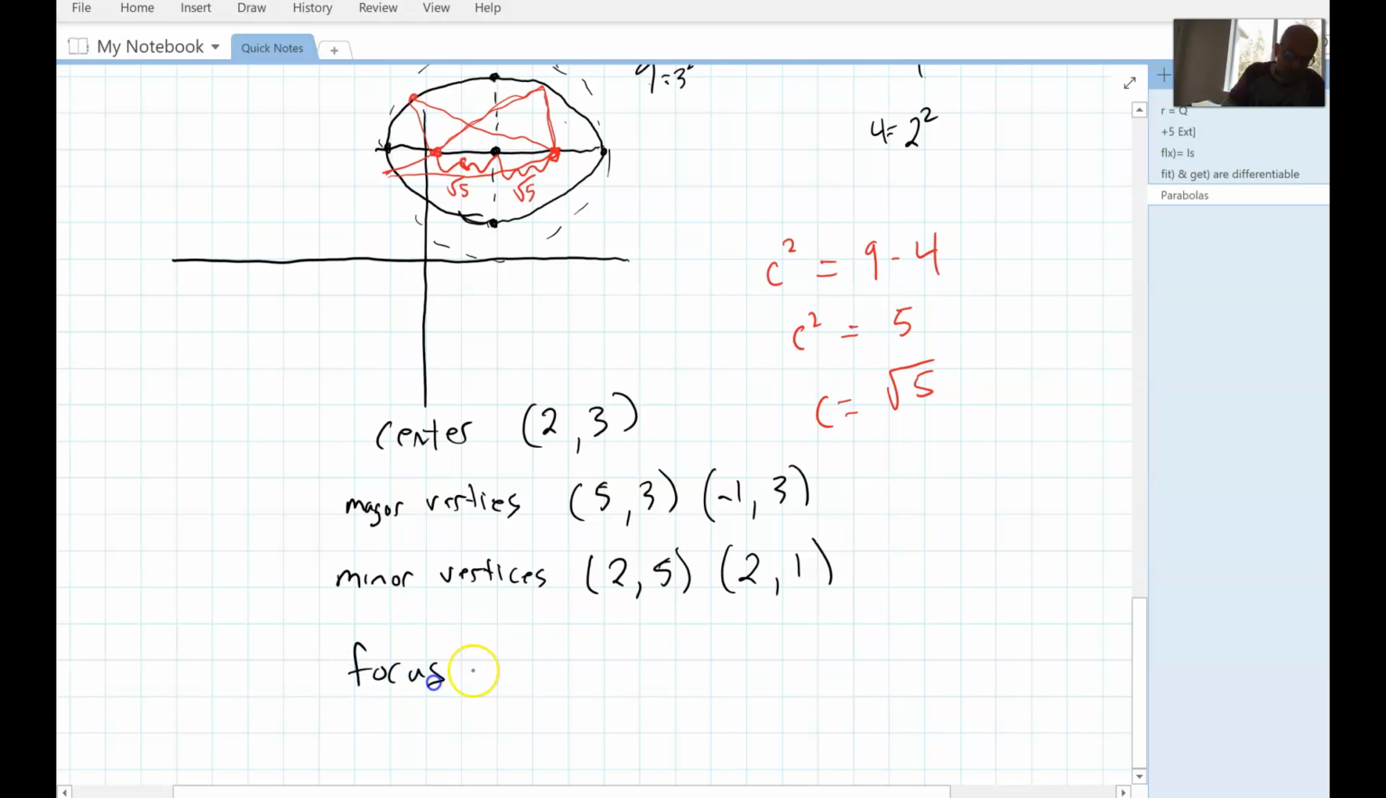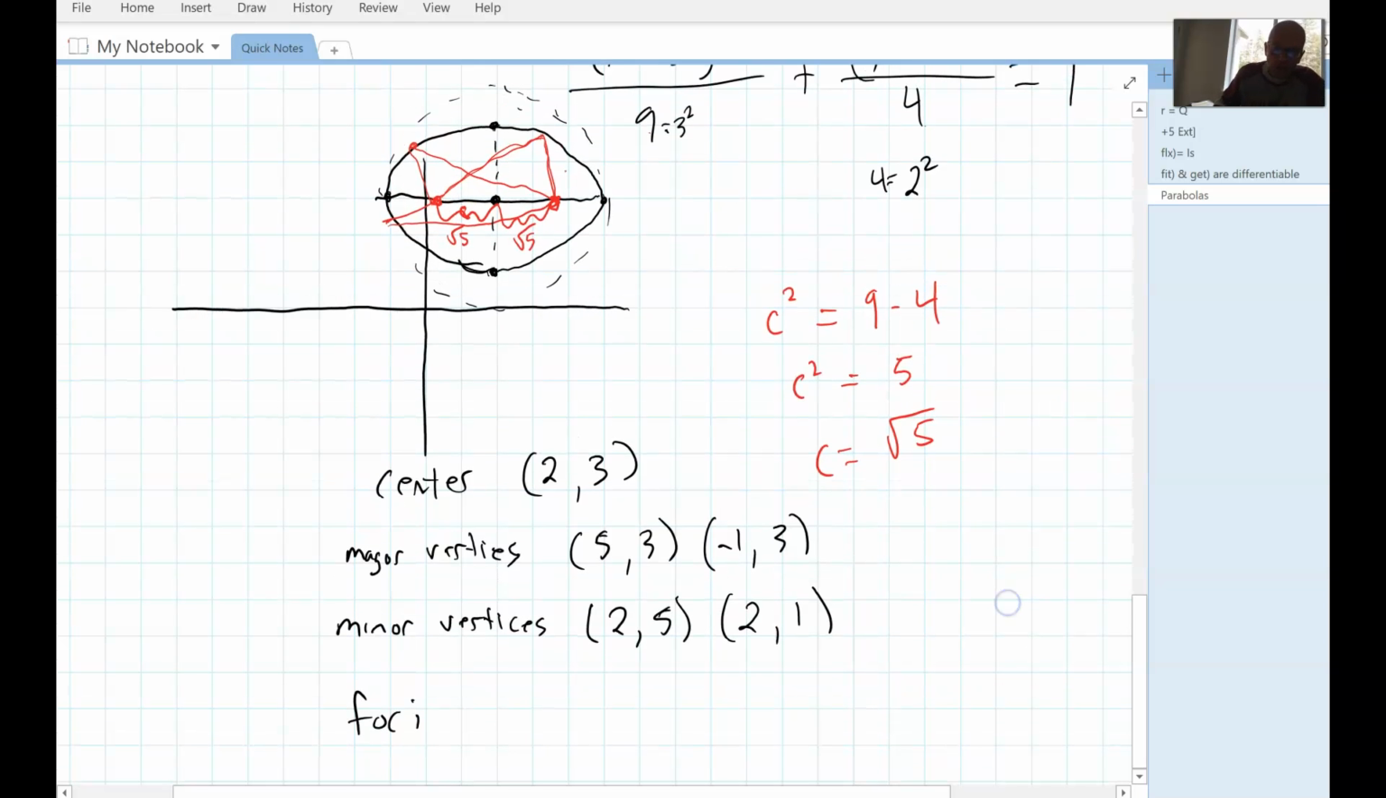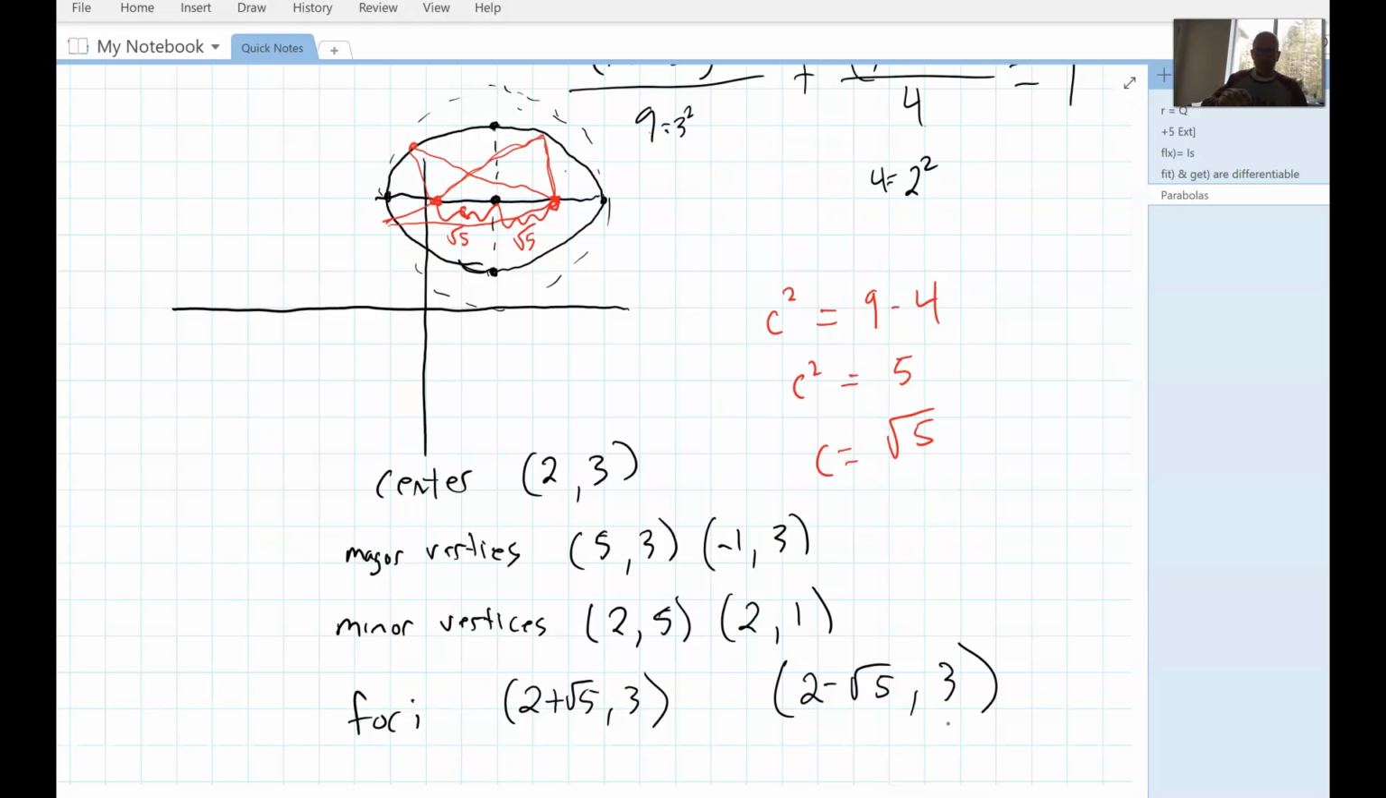The focus points, or the plural, that would be foci, just so you can be cool. The foci would be located, well, we know it's square root of 5 over from the center. So where's the center? (2, 3). So that would be (2 plus the square root of 5, 3) and (2 minus the square root of 5, 3). And of course, you could turn that into decimals if you want, but that's essentially where it lies. So that's all the main players in this graph of this ellipse.